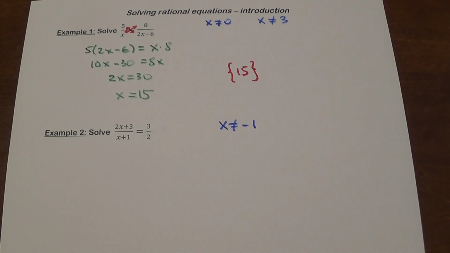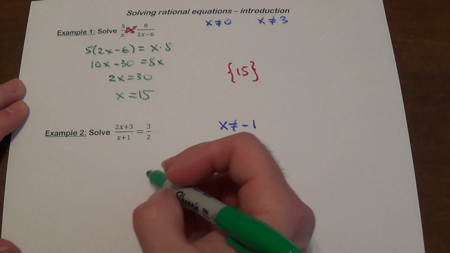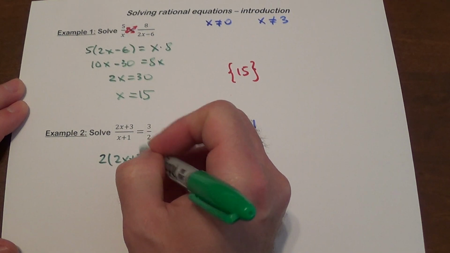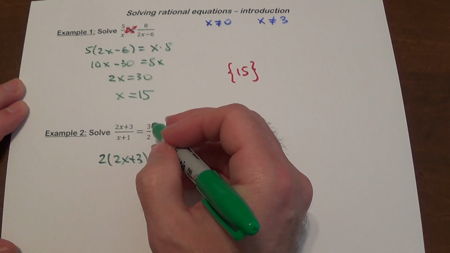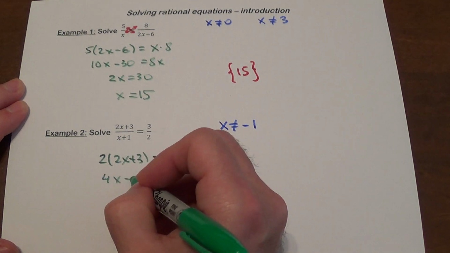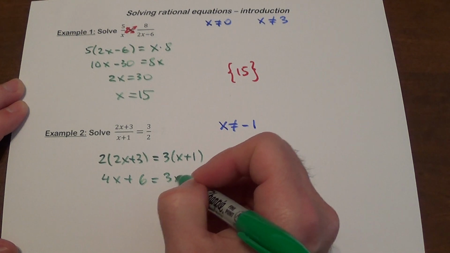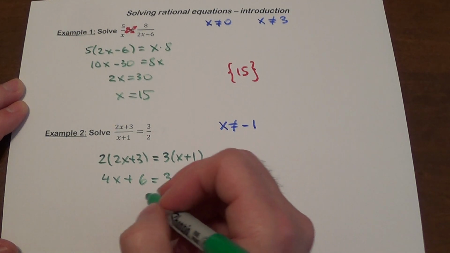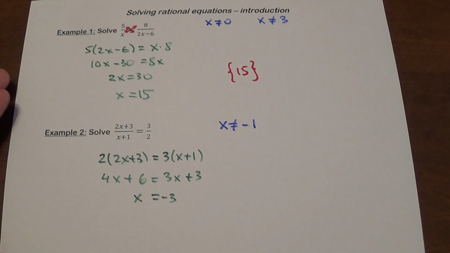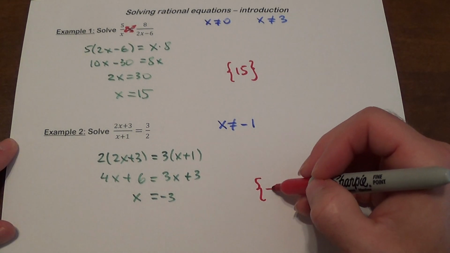And now we can proceed with cross multiplication. Again, it looks like a proportion. So we multiply 2 times 2x plus 3 going this way, and it's going to equal 3 times x plus 1. So that's going to give us 4x plus 6 equals 3x plus 3. And the answer here is going to be x equals negative 3. Just like in the previous problem, it's not one of our excluded values. So that is our solution, and we are going to write that.